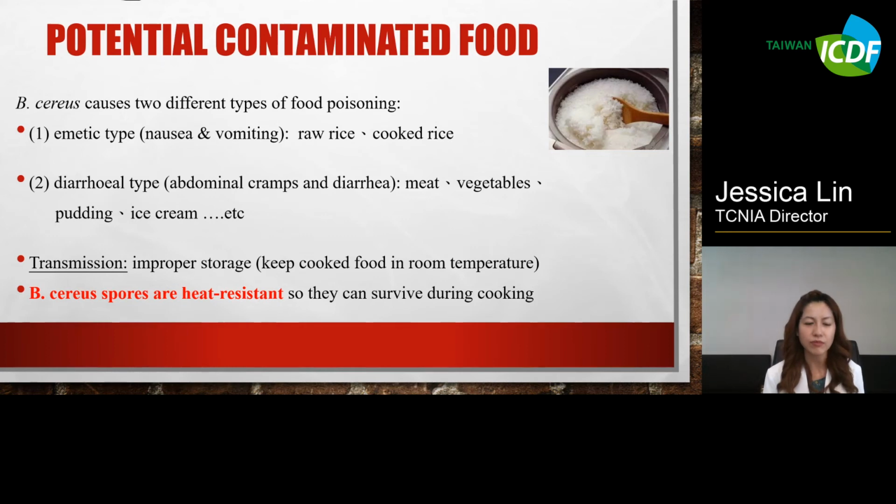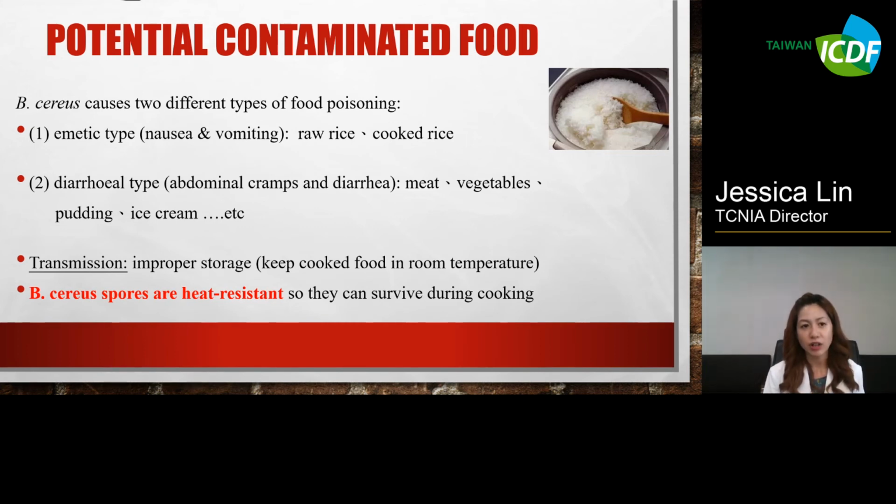The second type of food poisoning caused by B. cereus is the diarrhea type. So you can get abdominal cramps and diarrhea, which is found in food like meat. If you eat meat contaminated with B. cereus, or if you eat contaminated vegetables, pudding, and ice cream. So meat, vegetable, and dessert type of food.